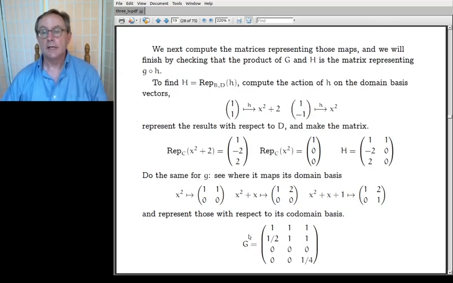So the representation of H is right here. I figured out where the basis elements went, and I represented them with respect to the output basis, in this case the basis in P2. And there we go, we got H. I do the same thing for G. Figure out where the basis vectors go, represent them with respect to the codomain basis, and I got a matrix for G.